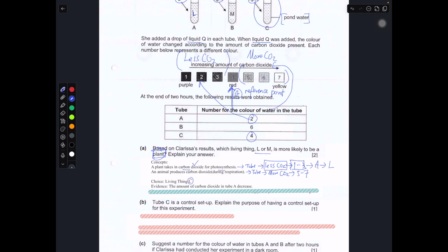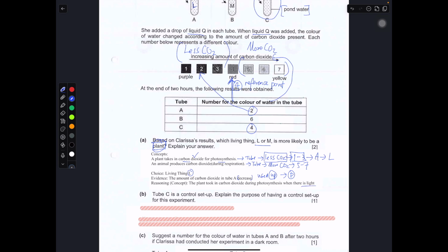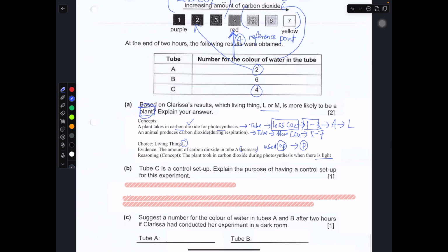And the evidence is that the amount of carbon dioxide decreases. It went down because it was used up by the plant, and only plants can use up carbon dioxide during the process of photosynthesis. So the plants took in carbon dioxide during photosynthesis when there is light. There are a few things that are very important: took in carbon dioxide, photosynthesis, light. So this is your concept behind that.